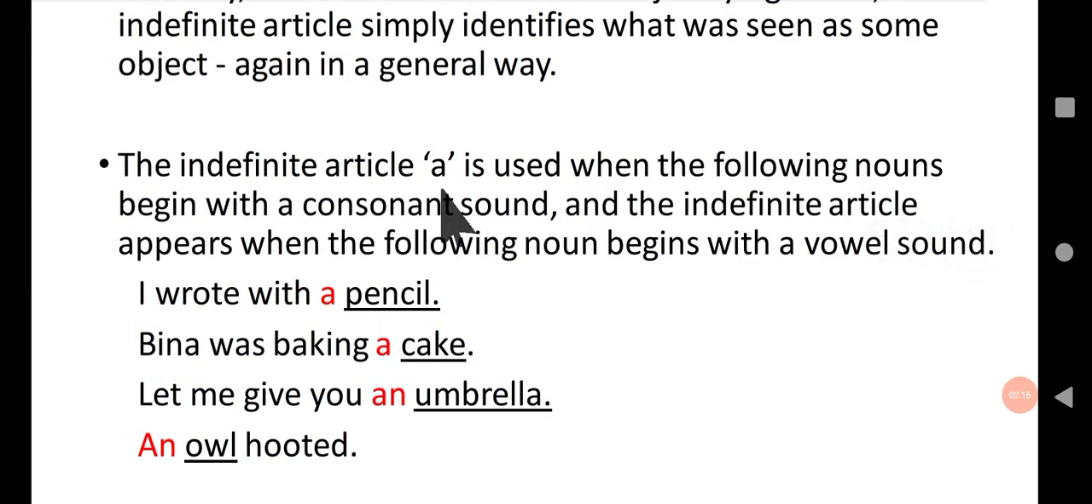The indefinite article a is used when the following noun begins with a consonant sound, and the indefinite article an appears when the following noun begins with a vowel sound. That means when you are using a, the following noun must start with a consonant sound. When you are using an, it must be used with a noun that starts with a vowel sound.